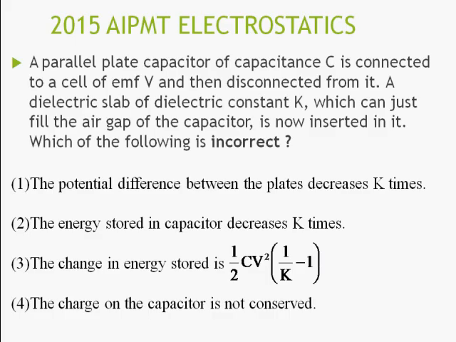The first option: the potential difference between the plates decreases K times. Second option: the energy stored in the capacitor decreases K times. Third: the change in energy stored is half CV squared times (1/K minus 1). And the fourth: the charge on the capacitor is not conserved. Now let's understand all the things one by one.